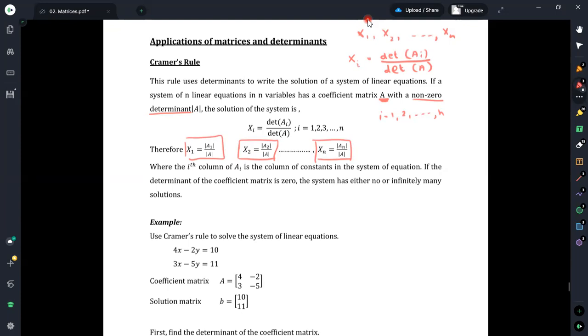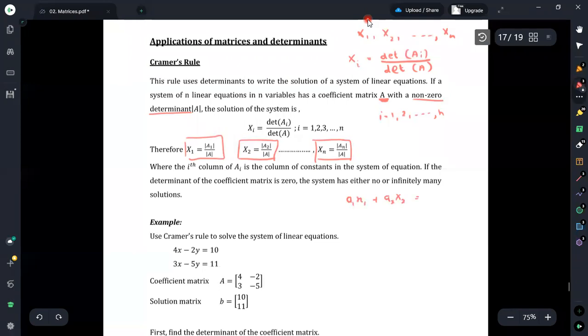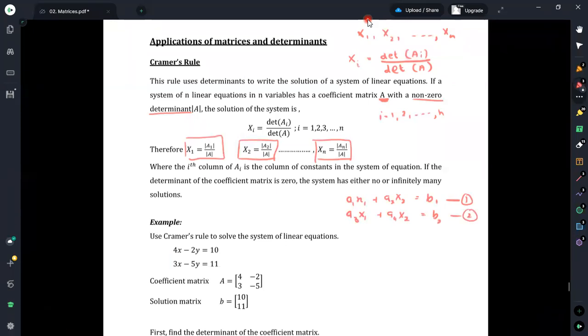Suppose I take a very simple example: a1 x1 plus a2 x2 equals b1, and a3 x1 plus a4 x2 equals b2. These are the two equations we have. Generally, what we do is equate the coefficients of the variables, and we can solve this.